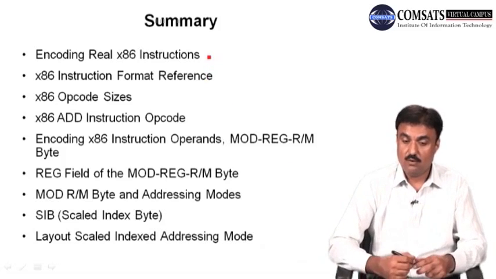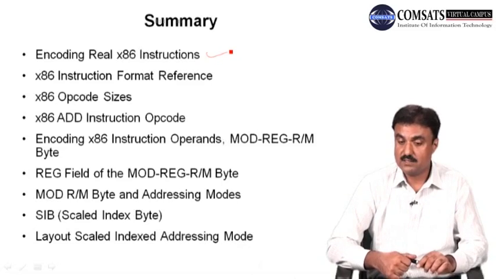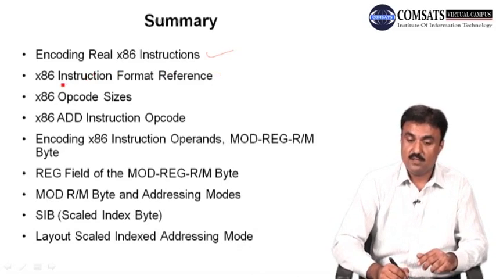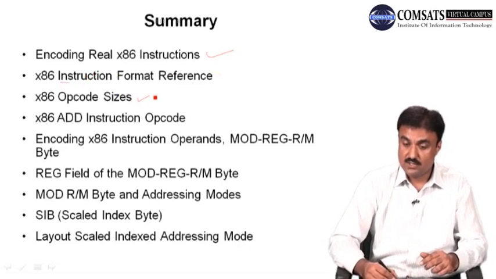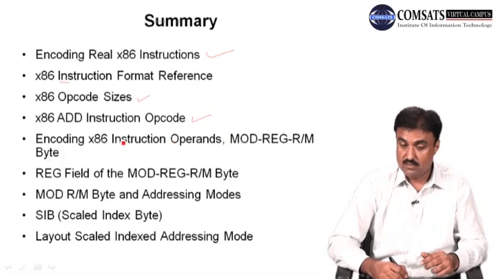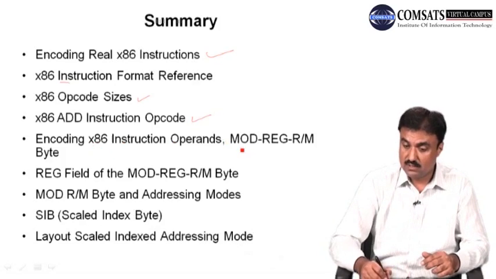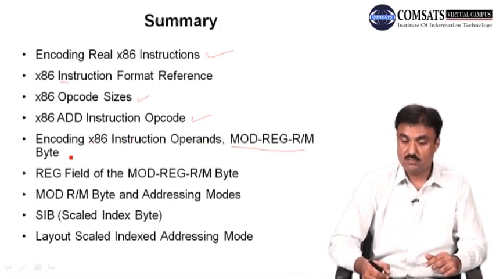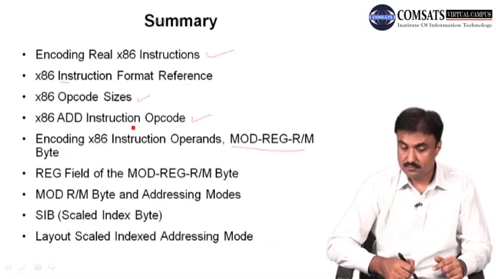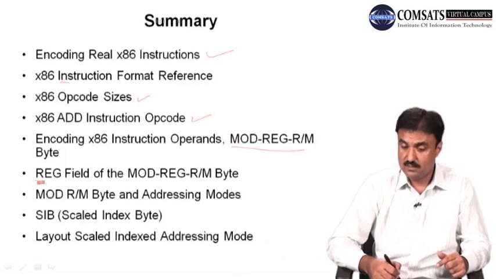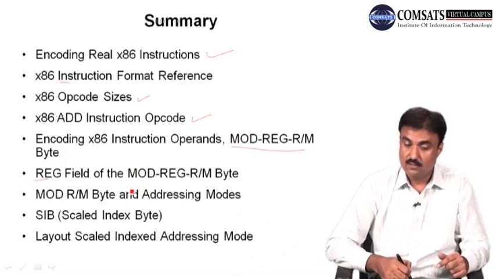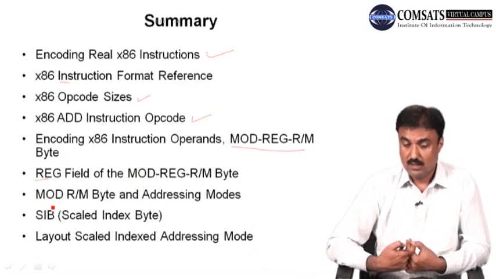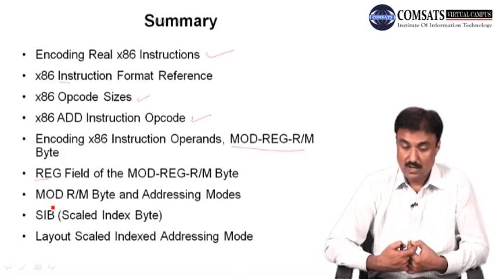We discussed how to encode real x86 instructions, the introduction. Then we saw the instruction format and the opcode sizes, then the ADD instruction opcode, then how we can encode an x86 instruction, and what the ModR/M byte is. This is the mode register RM byte, and so on. And what is the register field in this mode register RM byte? Then what is the bit combination to form the addressing mode for the mode RM byte, and so on.